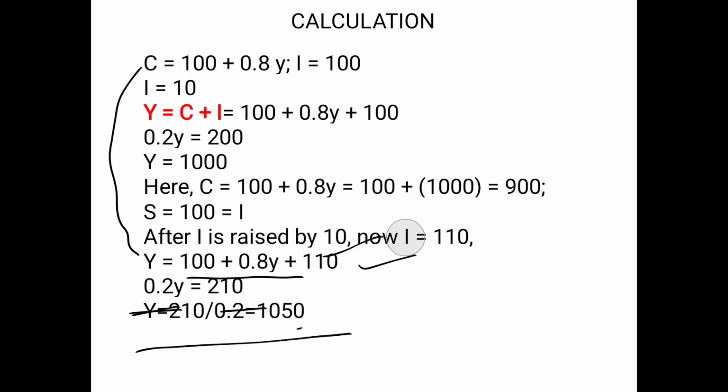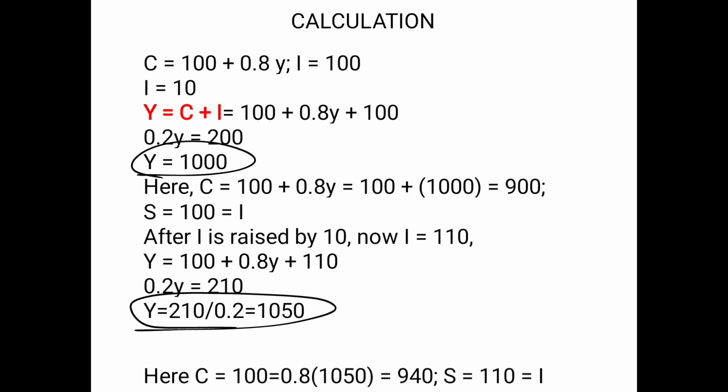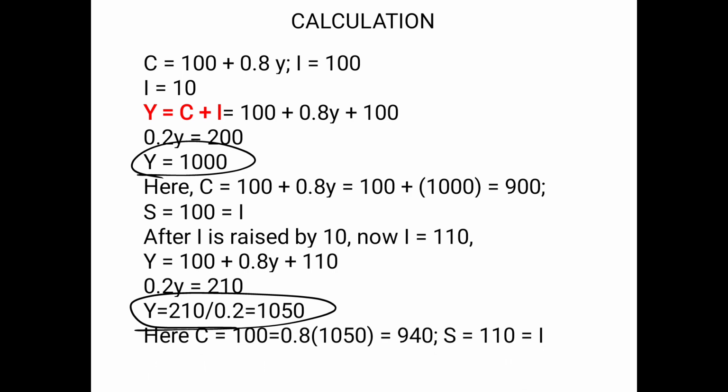1050. So previously we had got 1000. Income was 1000, and now the income is supposed to be 1050. How much was the investment done? The investment was only 10, but we have got returns of 50. This is how we calculate. So the final answer for it.